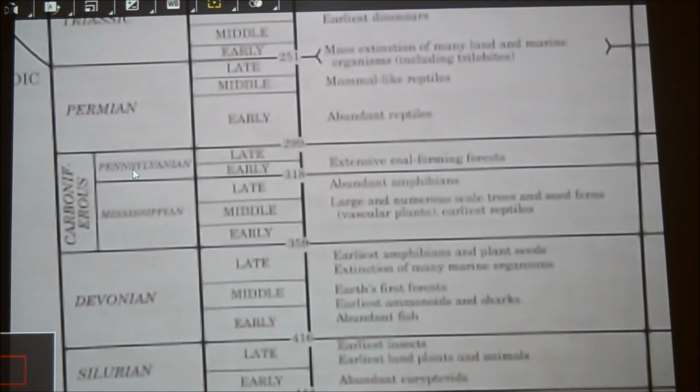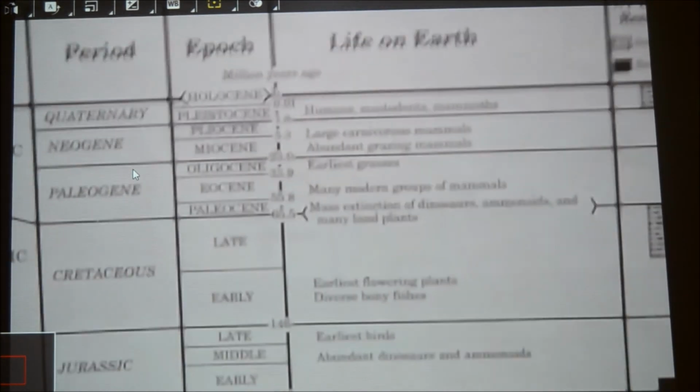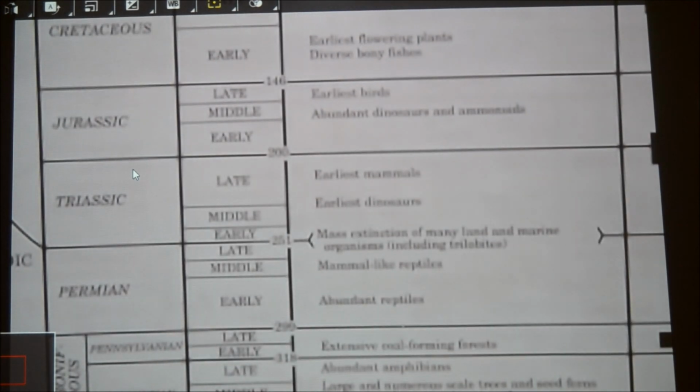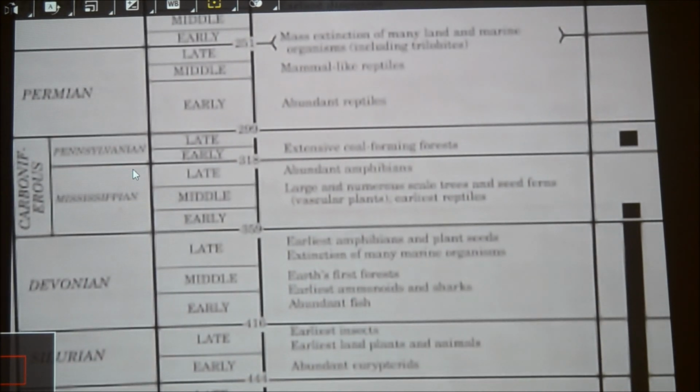So if I'm looking over here, I'm back to life on Earth. Using a reference table, try to figure out what came first. Let's go with insects, flowering plants, and grasses. So I need you looking. Insects, flowering plants, and grasses.